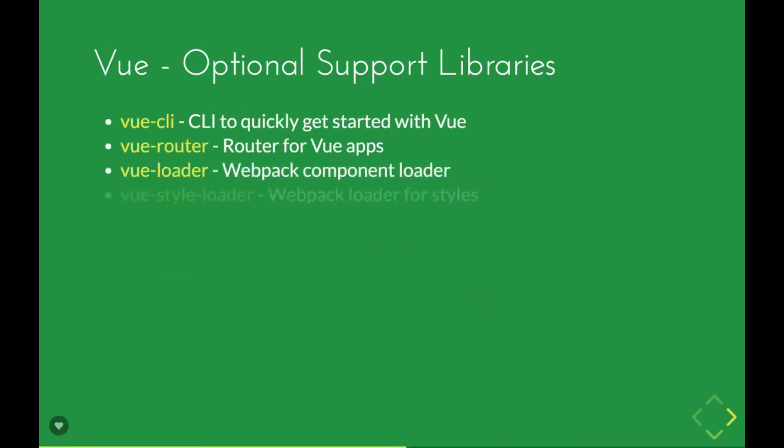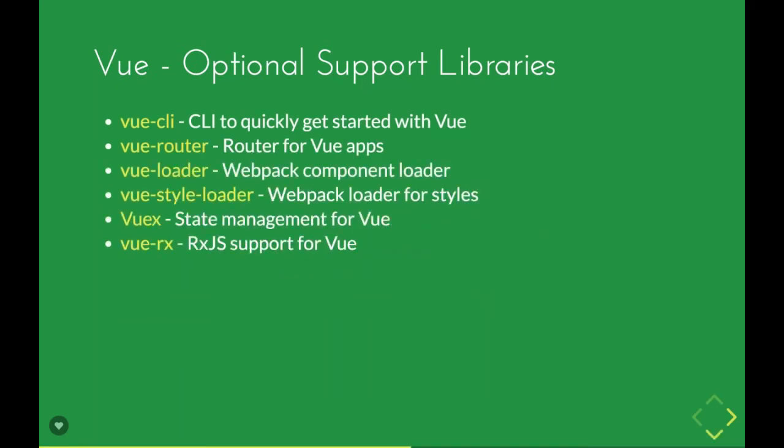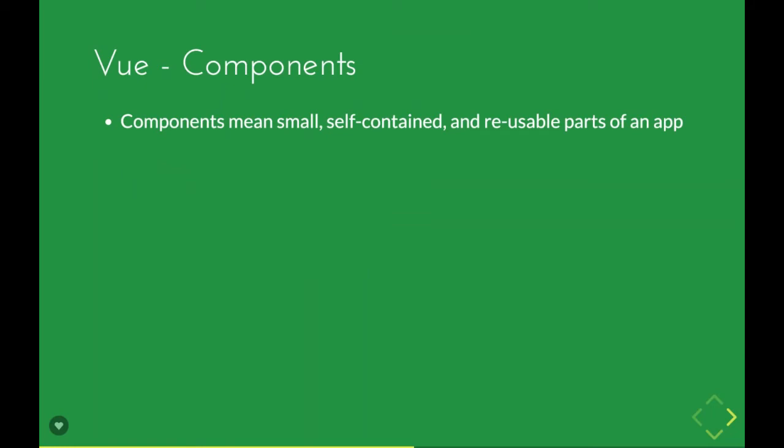Now, there's a ton of different support libraries you can use. So, you have the Vue CLI, you have the Vue router, Vue loader for Webpack, you have the Vue style loader, again, for styles, Vuex, which is essentially Redux, but specifically for Vue. You have RxJS support, all this kind of stuff that you can just go out and grab from the GitHub repository for Vue that's officially listed and supported there.